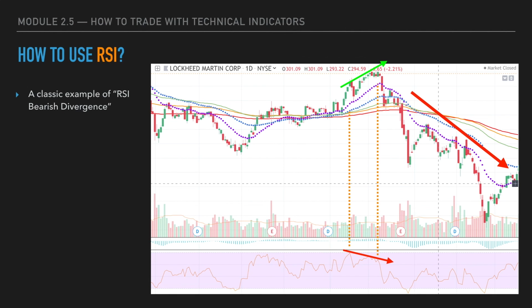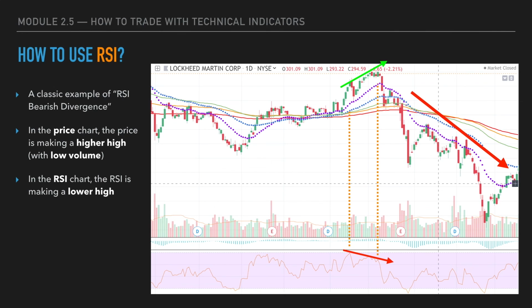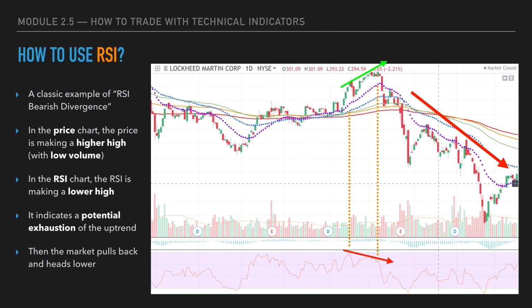Here is a classic example of RSI bearish divergence. In the price chart, the price is making a higher high with low volume. And in the RSI chart, the RSI line is making a lower high. It's a classic sign of potential exhaustion of the current uptrend. So the market pulls back and then heads lower.